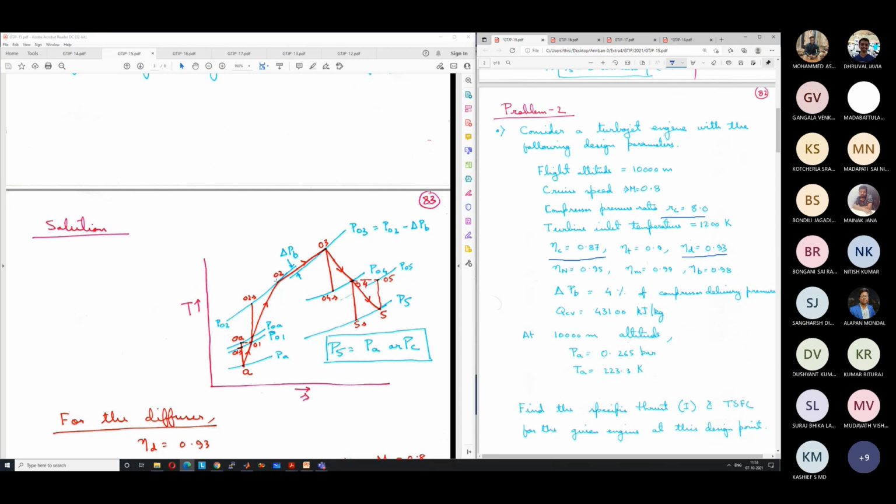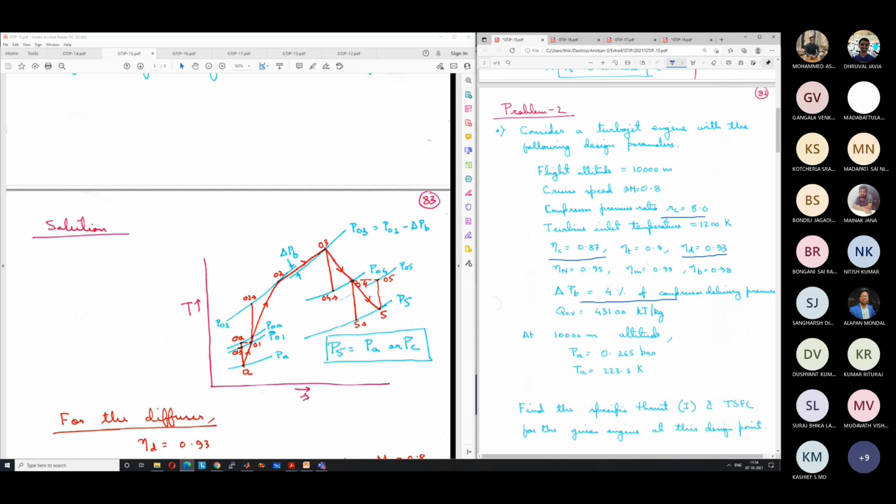So once we find T02, then we have to find P03. So P02 is known. P03 is the combustion outlet pressure. So it is slightly less than the combustion inlet pressure. And this reduction is given as 4% of the compressor delivery pressure. Okay. So P03 basically is 0.96 of P02.